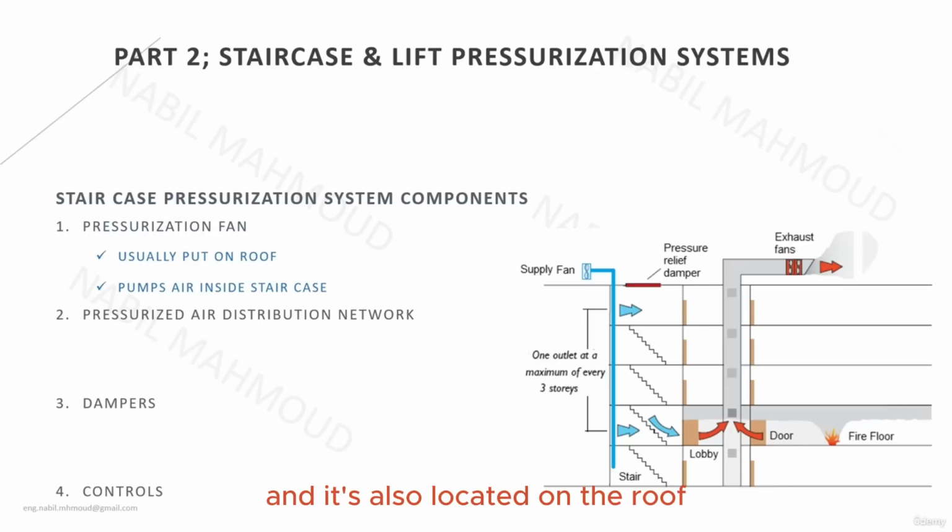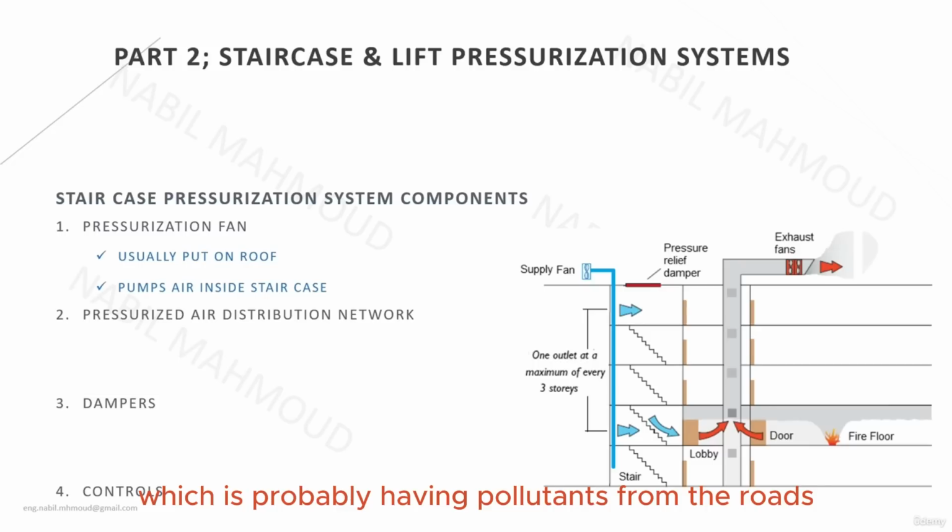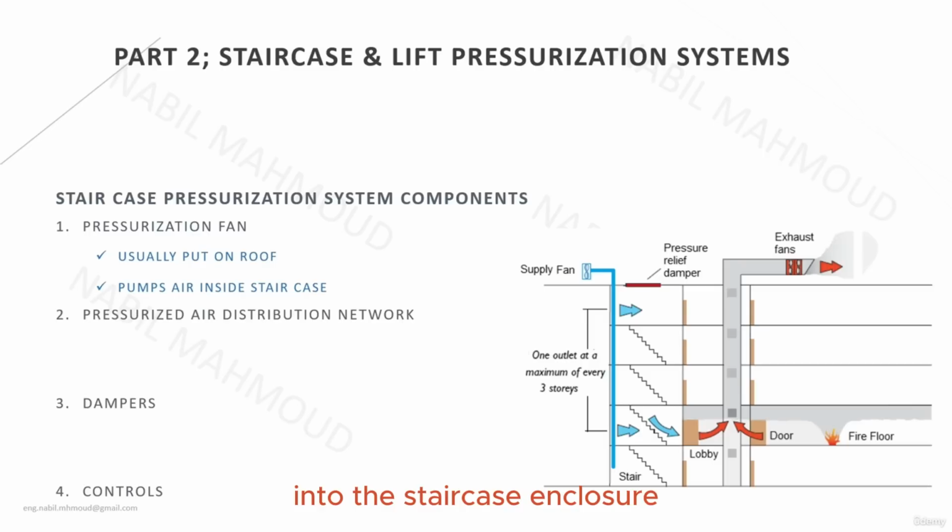And it's also located on the roof to keep it from being tampered with, and to keep it from sucking air that is at low level, which probably has pollutants from the roads. This fan is responsible for constantly supplying air into the staircase enclosure to maintain it under a positive pressure.